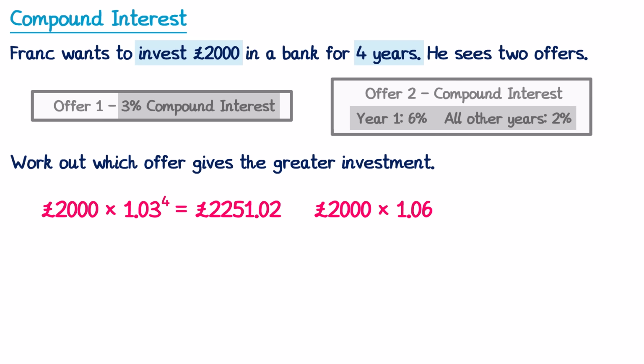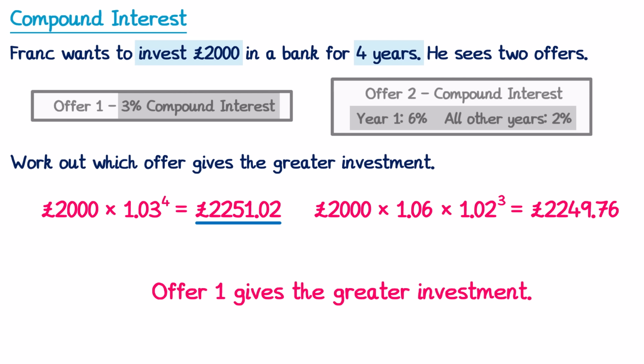So we would then multiply by 1.02 for each of the remaining years. If we've used 6% for the first year and it's 2% for the remaining years, there are 3 more years. So we do 1.02 to the power 3. You can now see from this calculation that we have 6% for year 1 and 2% for years 2, 3 and 4. If you do this on a calculator, you'll get 2249.76. The question wanted to know which one gives a greater investment, and the one with a bigger number is this one here. So we would say that offer 1 gives the greater investment.